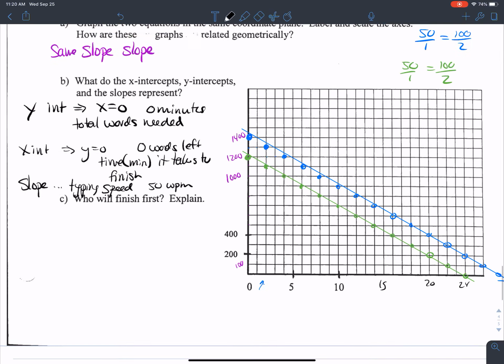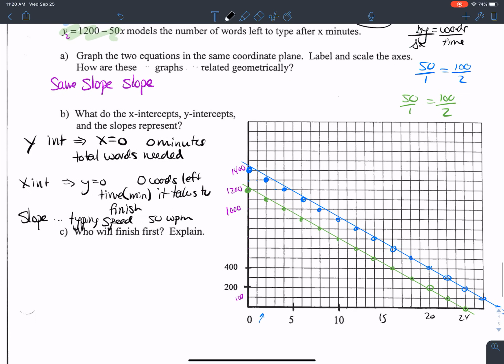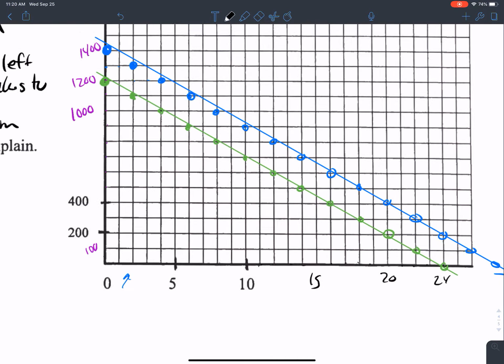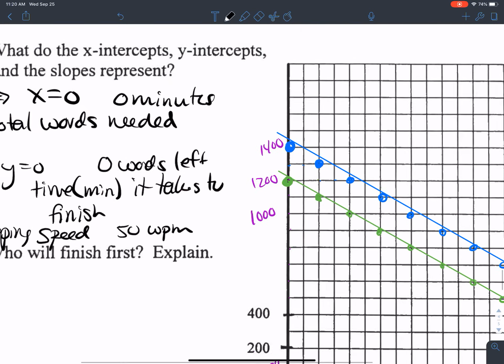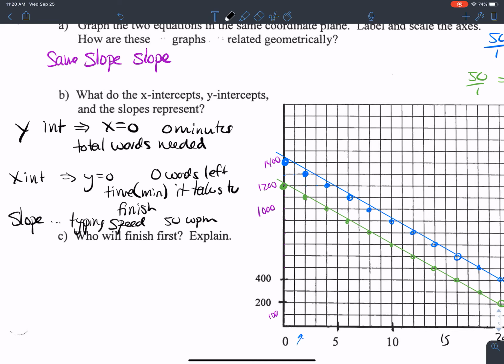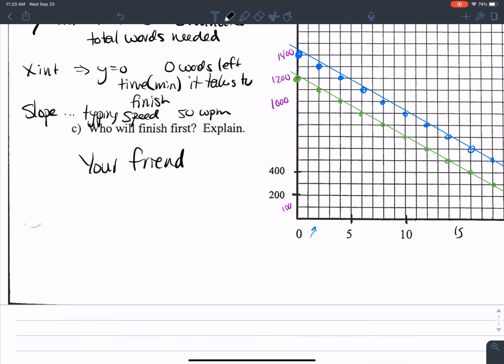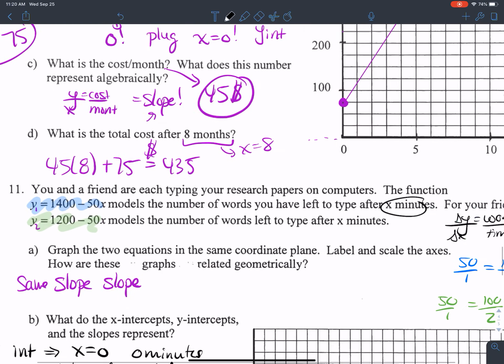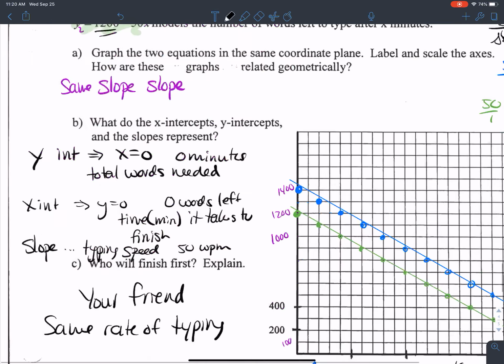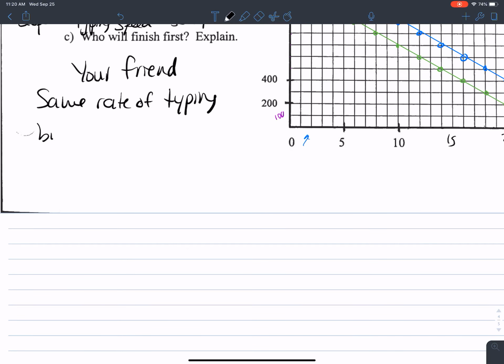Who will finish first? Well, we can see the green line finishes at like 24 minutes, and the blue line finishes somewhere after 24 minutes. So the green line was your friend. And the way that we would explain it, we're typing at the same rate, but my friend started with fewer words. They only started with 1,200, where I started with 1,400. So then it would make sense that the friend's going to finish first if we're typing at the same speed.